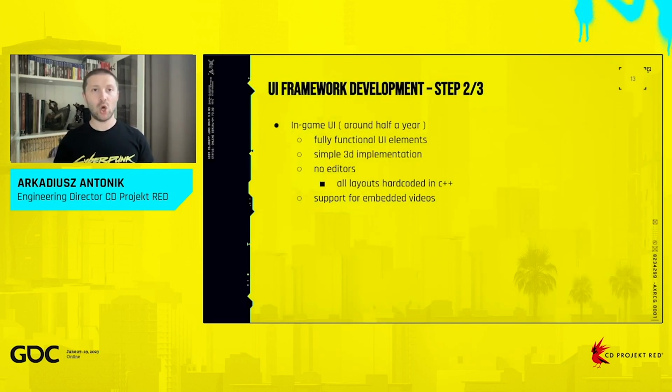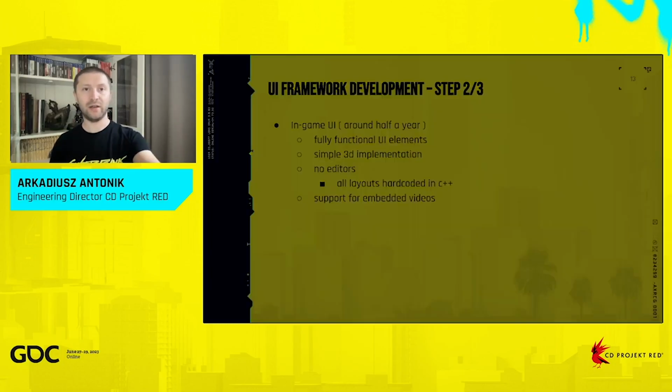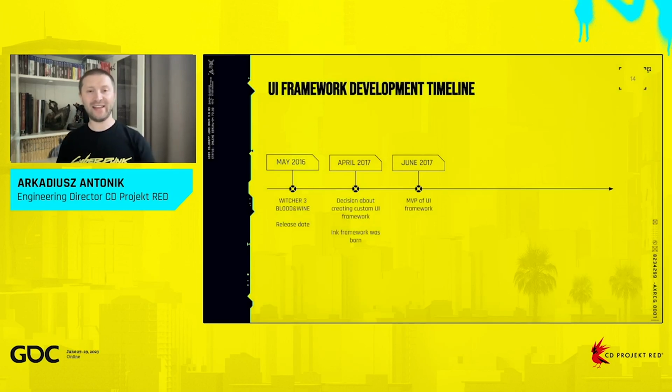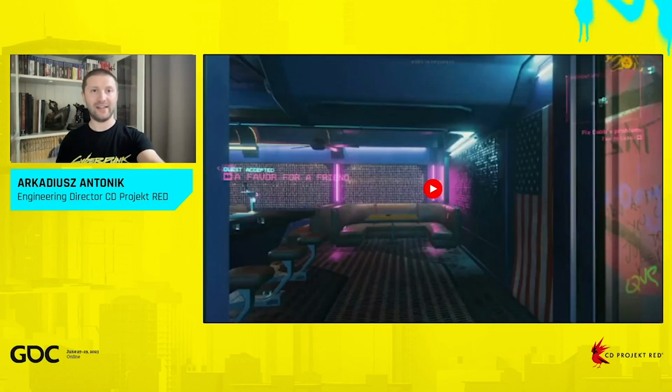The next step was to take that MVP, improve it, and use it in the game, in a real environment with real challenges. And we did it in less than half a year. Without any editor, each layout was hard-coded in C++. The framework was fully single-threaded, and it was using debug drawing code, but it was working. We delivered the first UI in the game in December 2017. And it looked like this.